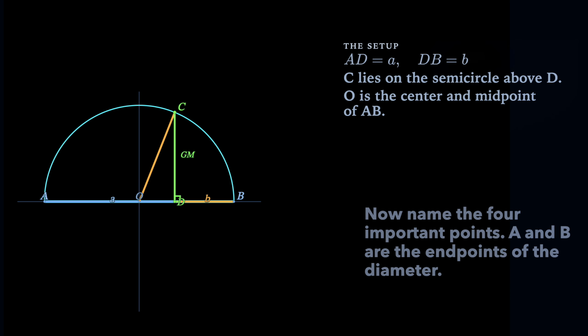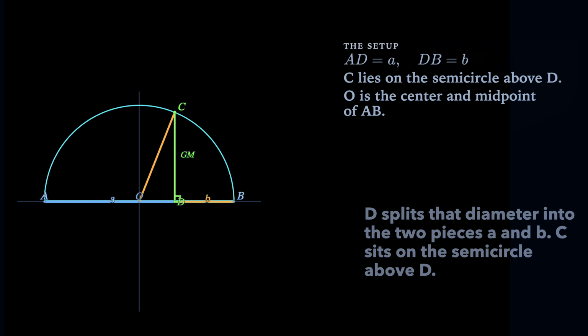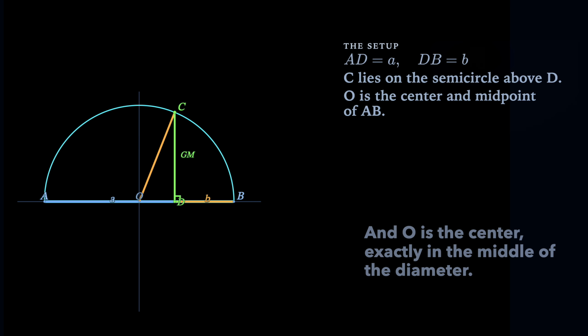Now, name the four important points. A and B are the endpoints of the diameter. D splits that diameter into the two pieces A and B. C sits on the semicircle above D. And O is the center, exactly in the middle of the diameter.